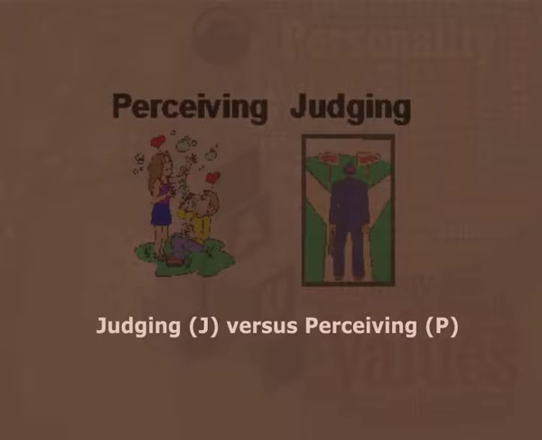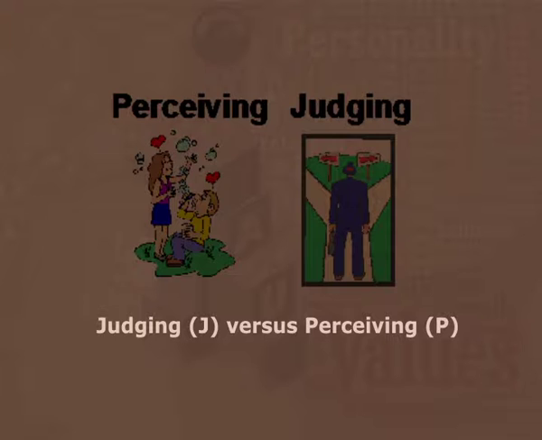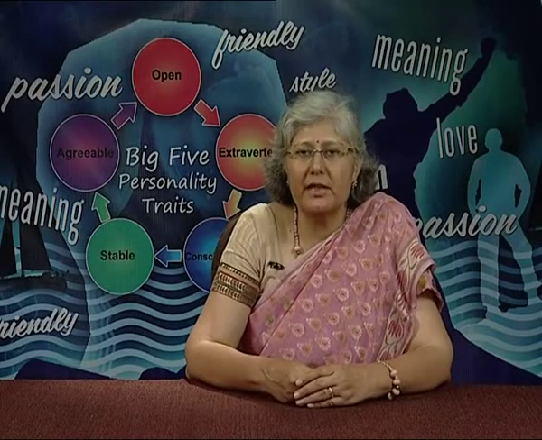Judging versus perceiving. Judging types want control and prefer their world to be ordered and structured. Perceiving types are flexible and spontaneous. These classifications together describe 16 personality types, with every person identified with one of the items in each of the 4 pairs. Let's explore several examples.